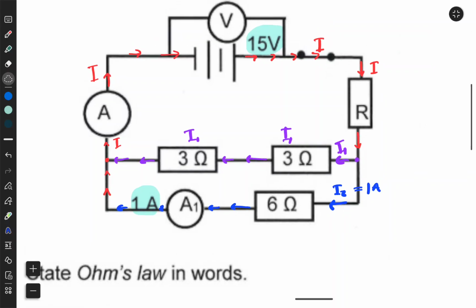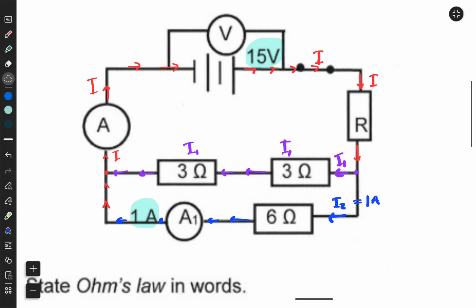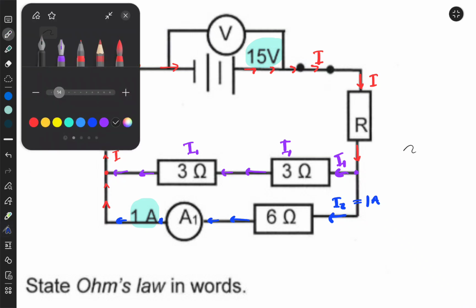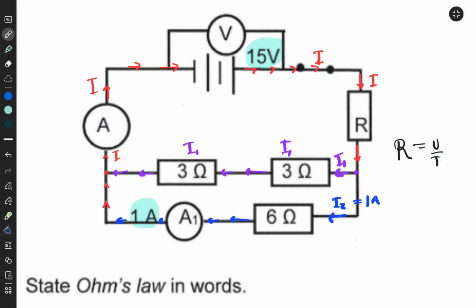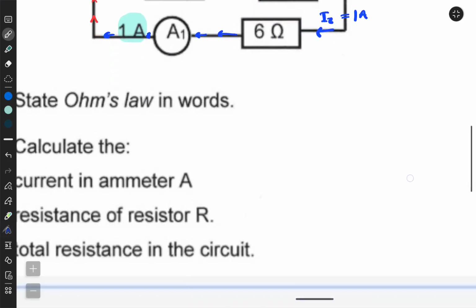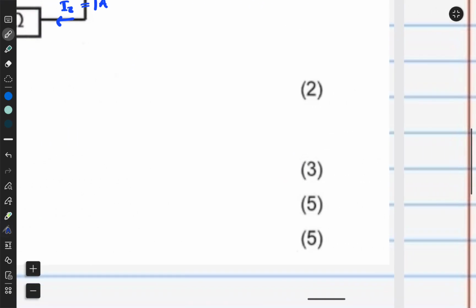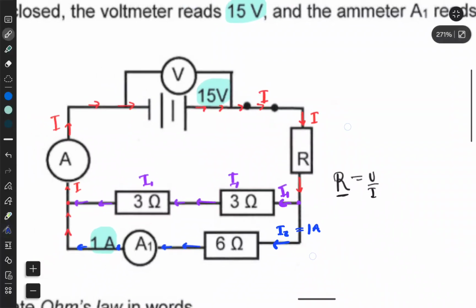If you check here, we do know the total voltage supply, that's our 15 volts. But we don't know the total resistance for this circuit, so we can't really use R equals V over I, because we can't calculate R at this point. What we want is the ammeter reading, and this mark allocation tells us that it should not take us a lot of work to find it.